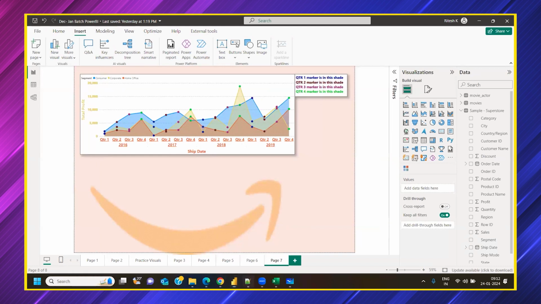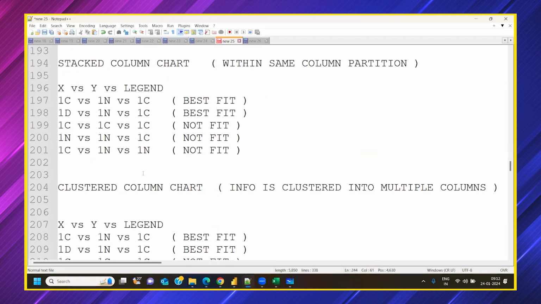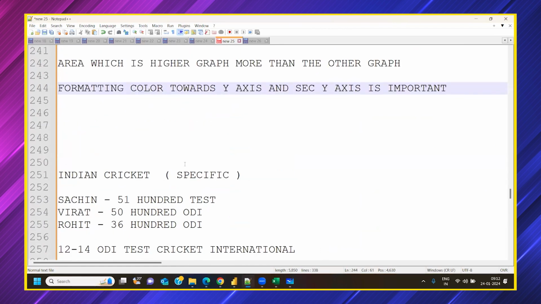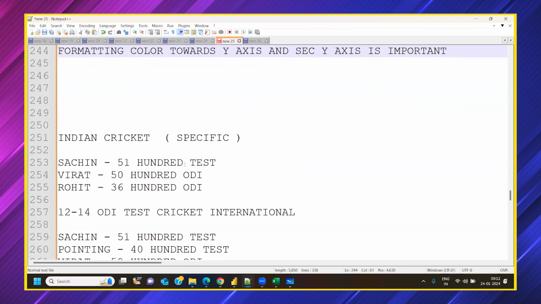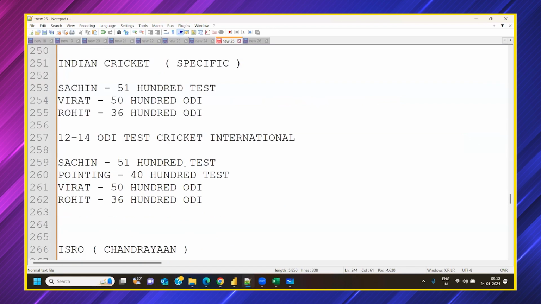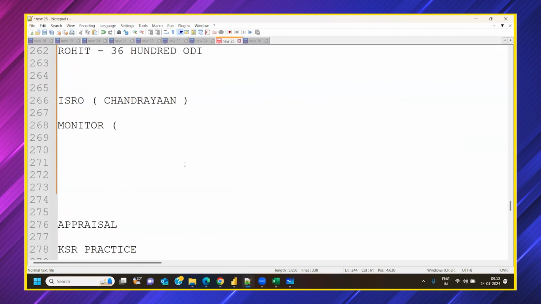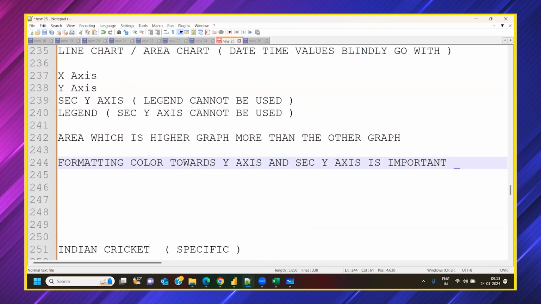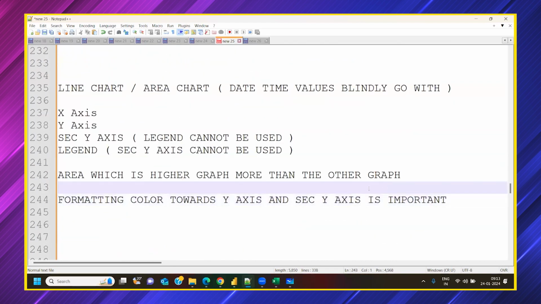Now today we have seen insights related to the exact understanding of 100% stack column chart or 100% stack bar chart. And we have seen an important concept related to line chart and area chart. Where have I mentioned it? Line chart and area chart. Now, in case of line and area chart, I've given you an idea why secondary y-axis is important and why legend is important. Either of them will work, not both together.